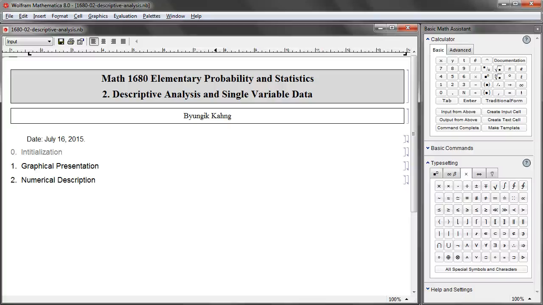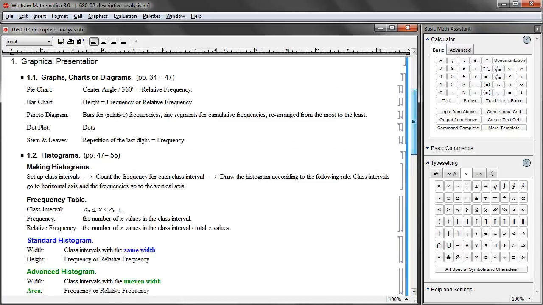Welcome back, students. Let us now discuss histograms, section 2.2 of our textbook. Let's begin with an example.